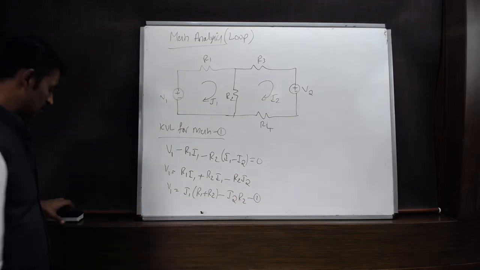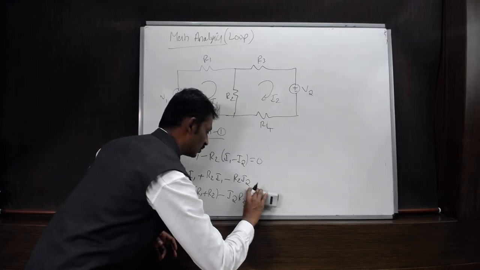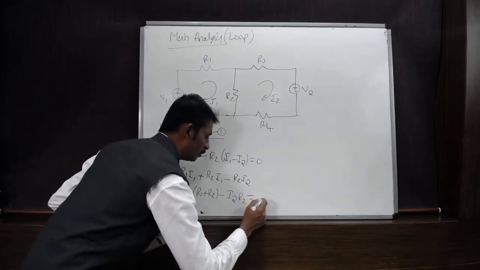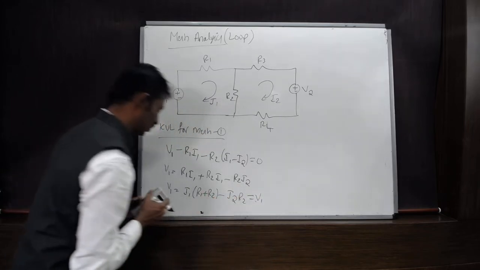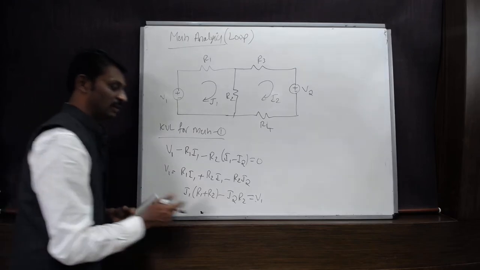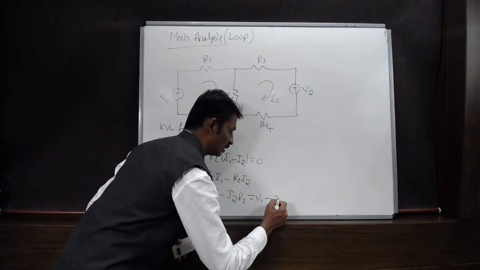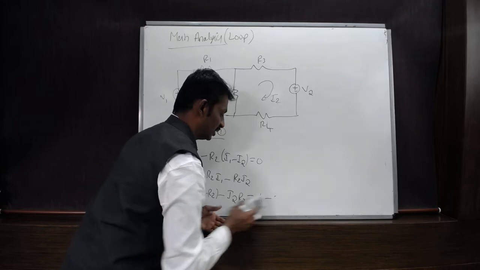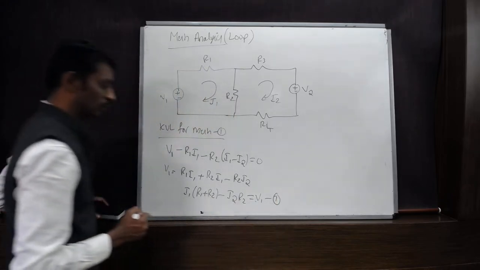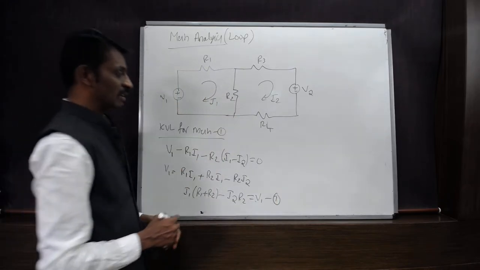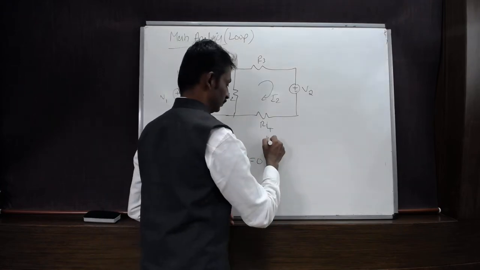We can write it like this, and this will be equal to V1. Either we can write it on the LHS or the RHS, but usually let us write V1, the known voltage source, on the RHS. Similarly, apply the KVL for mesh 2.